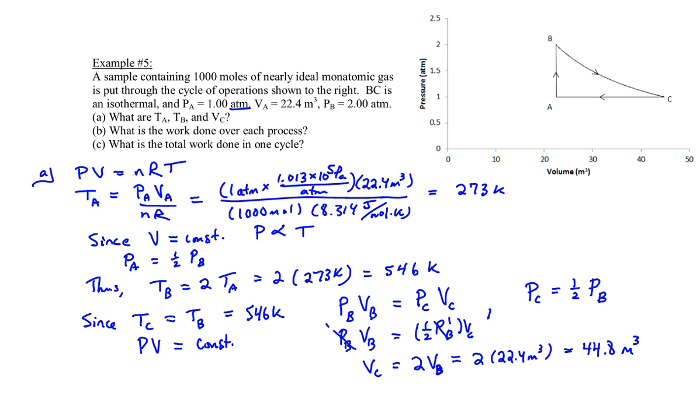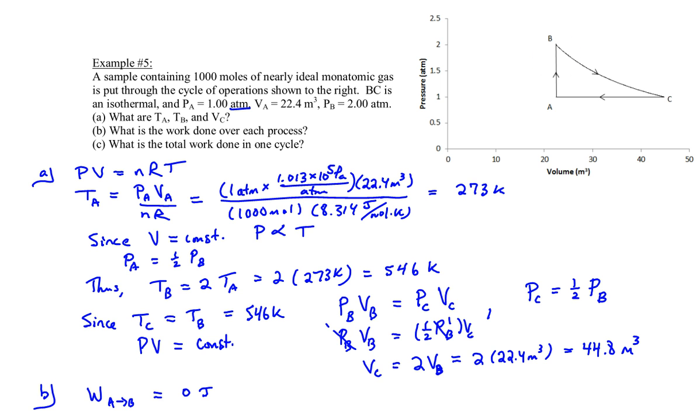Now let's go on to part B, which is finding the work done over each process. So along process A to B, we'll call that work A to B here, we have an isochoric process, and you can see there's a vertical line. Remember that the work done is the area under the PV curve. In this case, there is no area under this curve because it's vertical. So that work done is easy, it's 0.